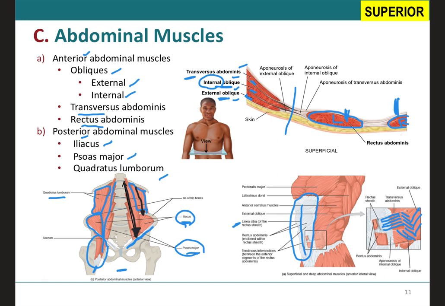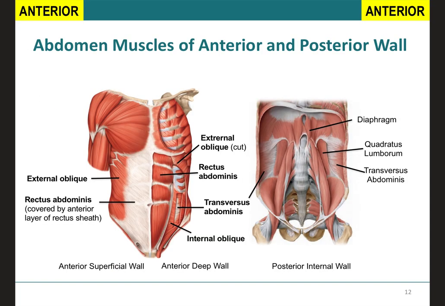Now, because these muscles originate further down than they insert, it means that they will pull muscles down and therefore flex the torso, besides doing other functions, which we will see in the next following slides. These are just different images for us to better understand these muscles.